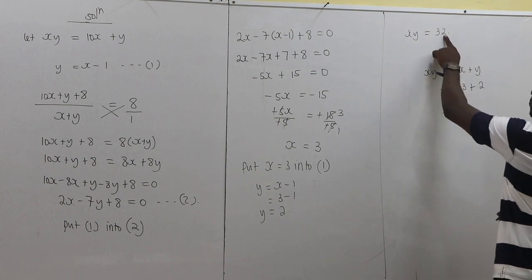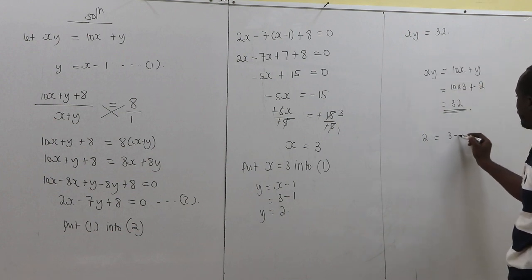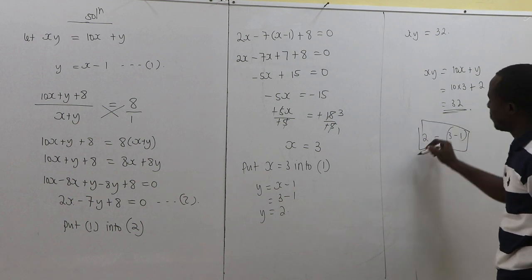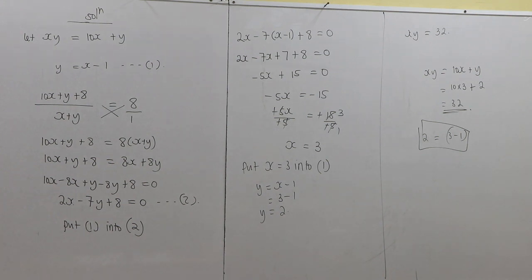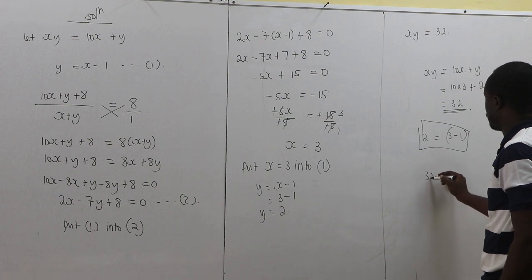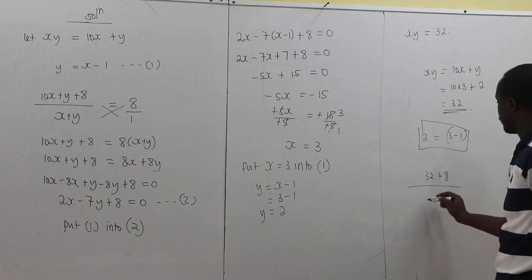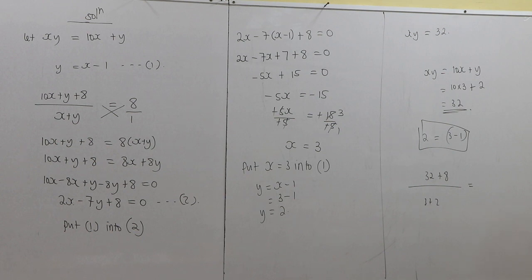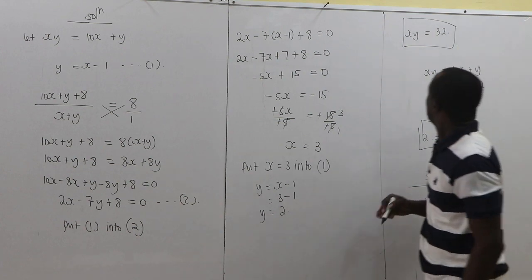Let's go through the check. We are being told that the unit digit is 1 less than the tens digit. So the unit digit is 2, which is 1 less than 3, that is 3 minus 1. And this is the same as that. Now we're also being told that if the number is increased by 8 and then divided by the sum of the digits, so if the number is increased by 32 plus 8, that's 40, and this is divided by the sum of the digits, 3 plus 2, which is 5. And clearly this is giving us 8. So our number xy is equal to 32.